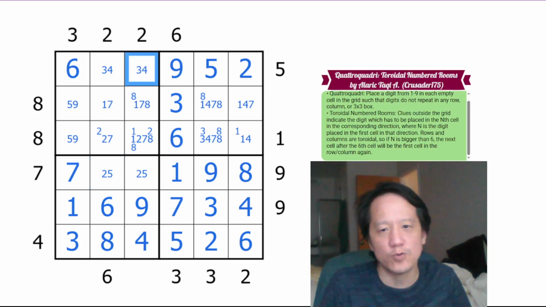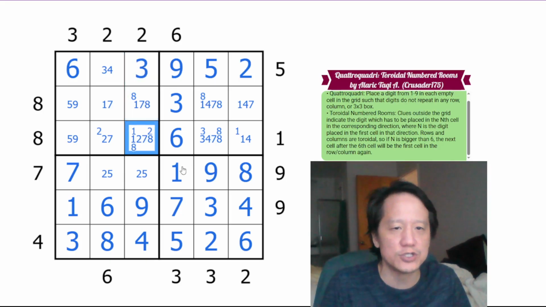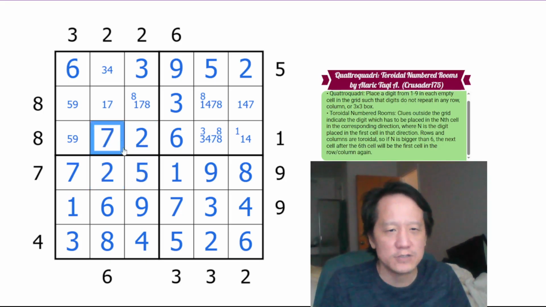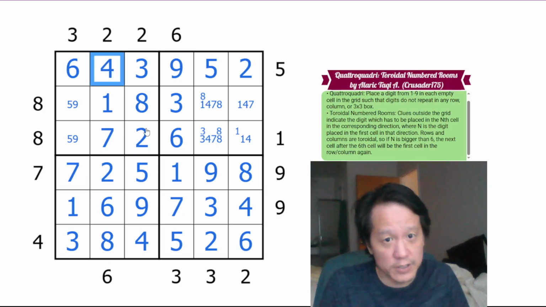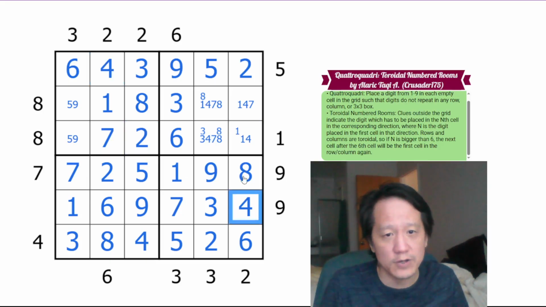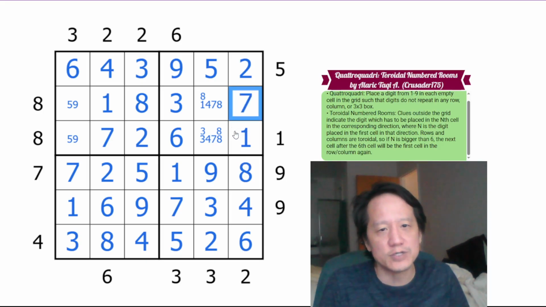4 eliminates 4 here, so this is 3. That's saying that 2 has to be in the 3rd position, so this is 2, which makes this 5, which makes that 2. 2 eliminates 2 here, so it's 7. This can't be 7, so this is 1. This can't be 1 or 7, so this is 8. This 3 eliminates 3 here, so that's 4. 4 can't be here because of the 4 here, so this is 1. This can't be 1 or 4, so it's 7.